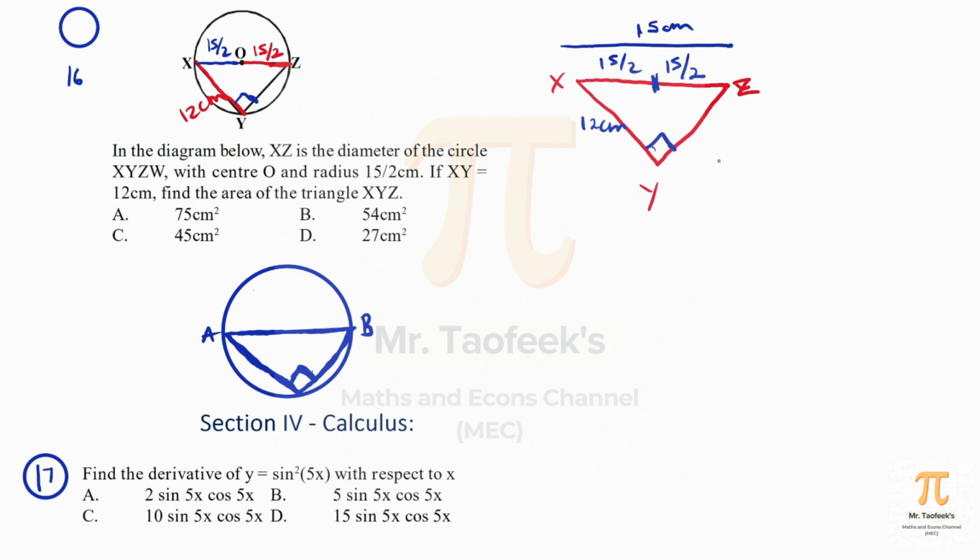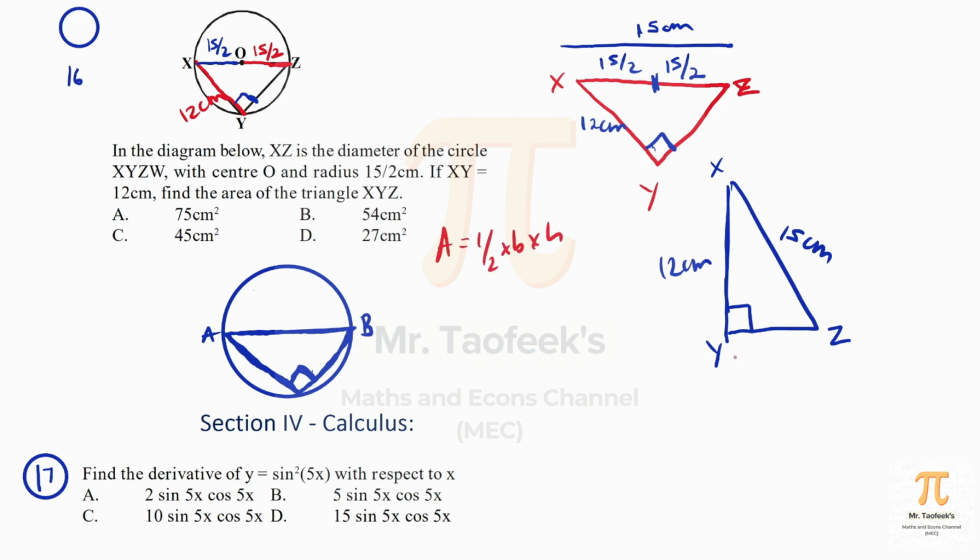If I draw it straight like this, this is our Y, this is our X, and this is our Z. We have XY as 12 centimeters and XZ as the hypotenuse. To work out the area, the area of a triangle is half times the base times the height. This is our base and this is our height, so we have to find the base.